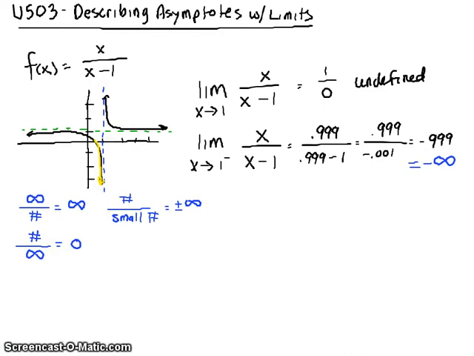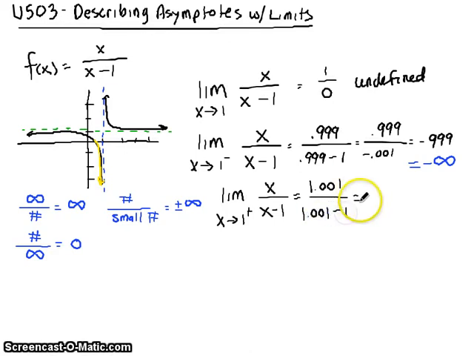If we look at it from the right-hand side, so the limit as x approaches 1 from the right of x over x minus 1. Again, we're going to take something very, very close to 1, but just to the right of it. So we'll pick 1.001. Then we'd have 1.001 over 1.001 minus 1. So we get 1.001 over 0.001, and that's going to give us 1001.